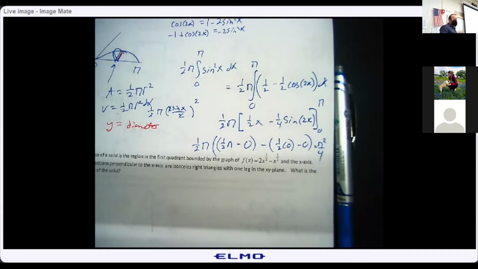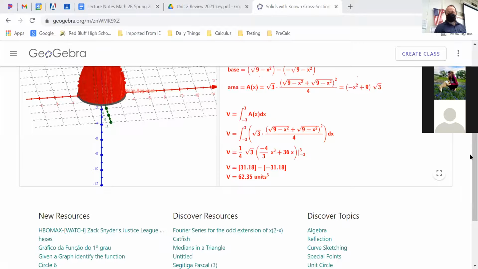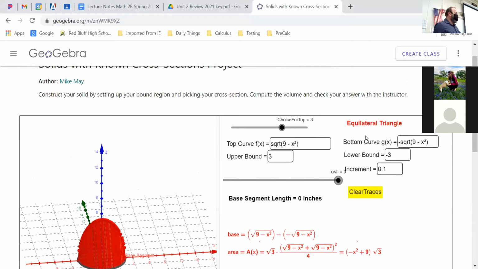So let's go back to that little program. Again, I don't know if this is helpful to you to see that, but I felt like when I was in your shoes, just the ability to look at it really helped me a lot. So I'm going to go ahead and take a look back at our little program that I showed you. And we're going to change our bounds. So what is the top curve?